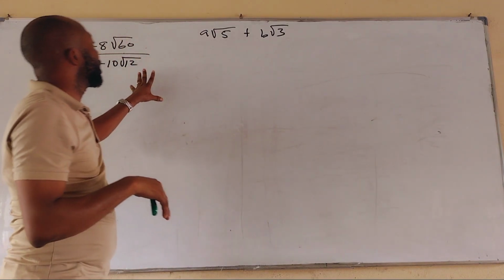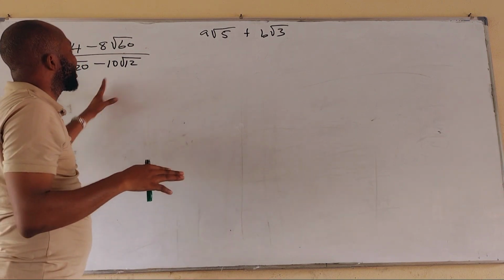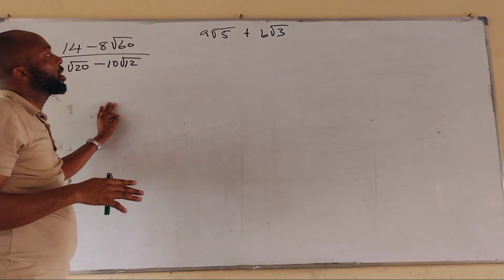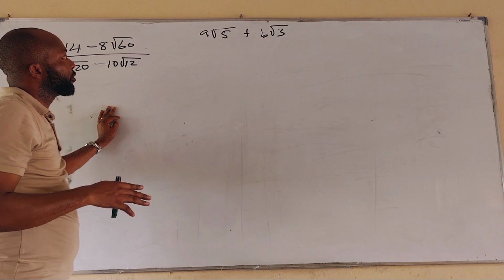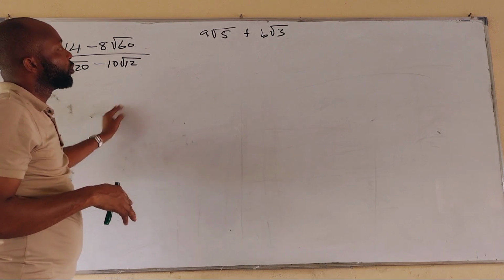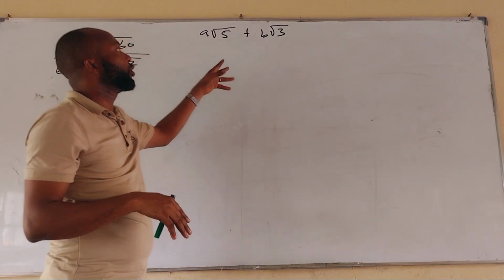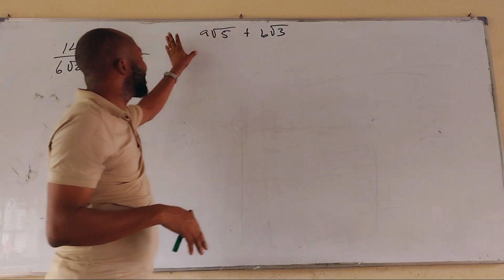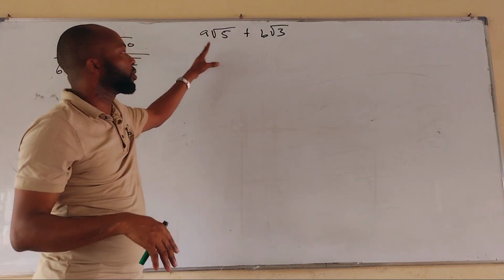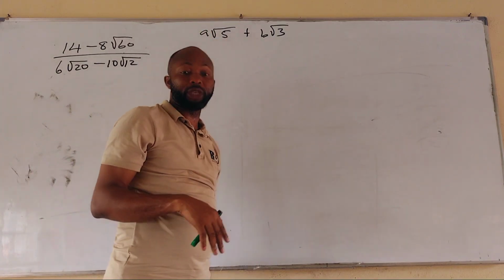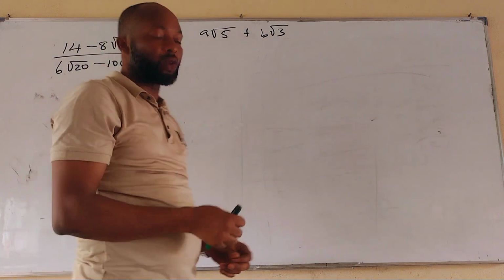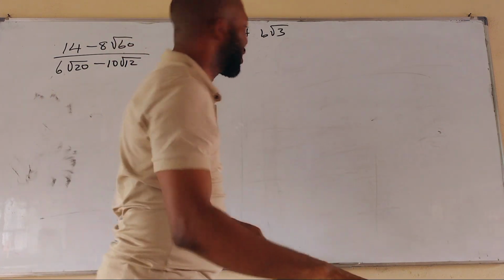A root 5 means that at the end our answer is going to be in the form where there will be a root 5 and there will be a root 3. Whatever is attached to that root 5 becomes our a. Whatever is attached to that root 3 becomes our b. That is what they are saying. So let us go on and simplify.